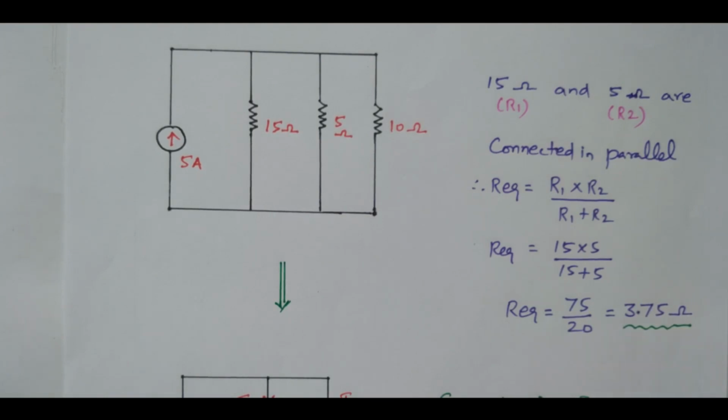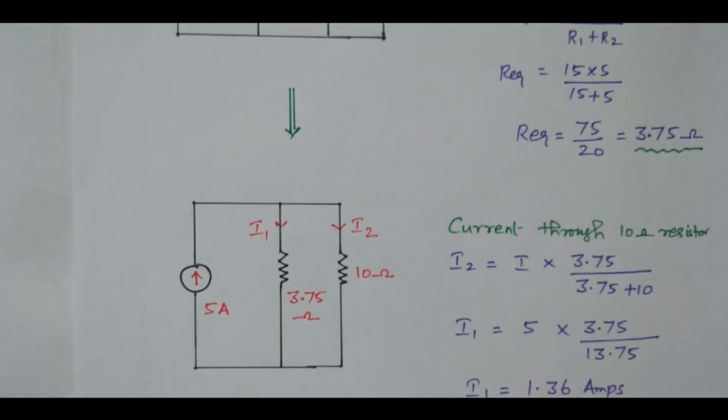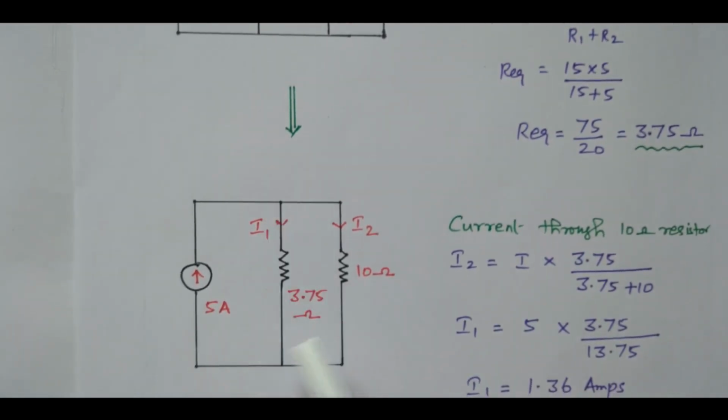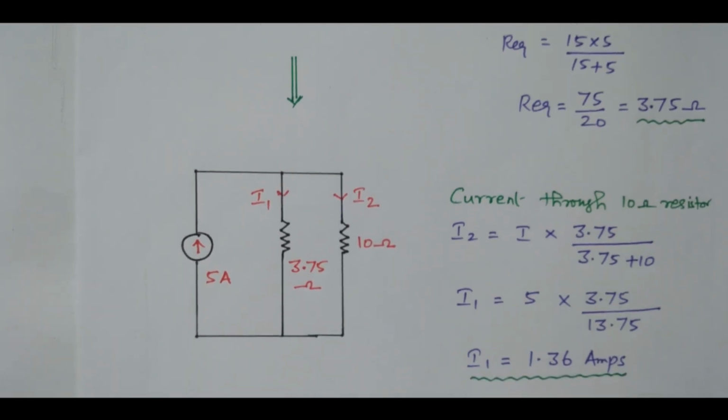Right? Now we can redraw this diagram. So this is a 3.75 ohm and this 10 ohm. Our aim is to find the current through this 10 ohm. See, now only two resistors are available. So we can easily apply the current division rule and find the current through this 10 ohm resistor. What is the current through this 10 ohm resistor? It is termed as I2.